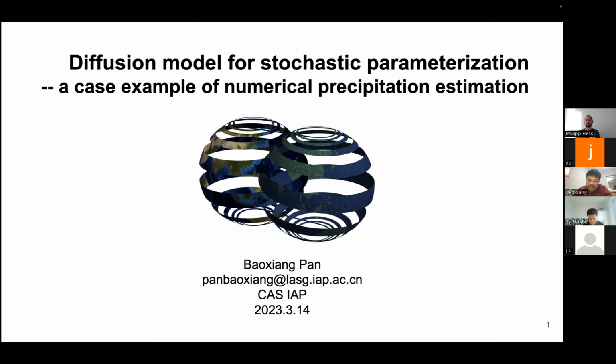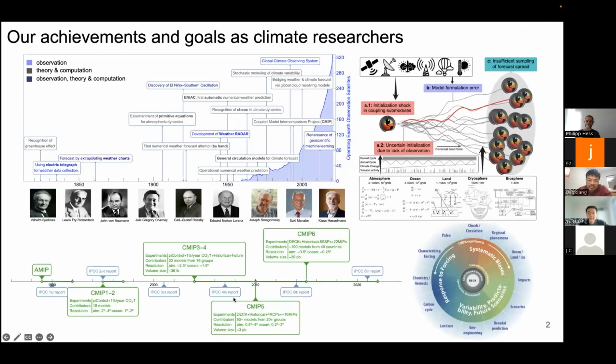Previously I was trying something like variational autoencoders and GANs, but now I think there's a game changer coming. So I will tell you why. I always enjoy starting a presentation with the following big picture, that is, what we have achieved through the past 150 years in the field of climate studies.